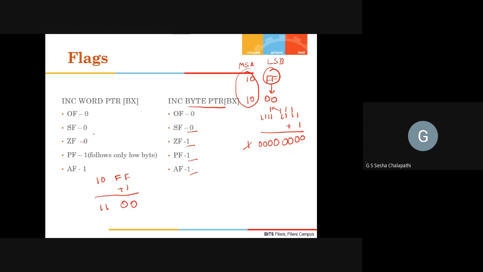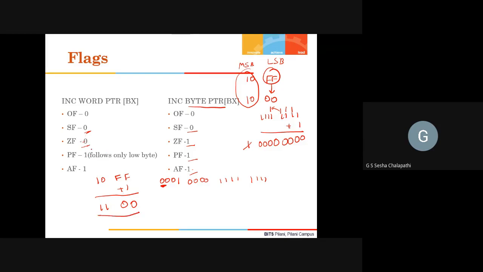Now, overflow. There is no overflow, so 0. Sign flag in this case will be 0 because of 10FF, the most significant bit. If you look at it in binary, it will be 0 0 0 1 0 0 0 0 and 1 1 1 1 1 1 1 1. Most significant bit is 0, so therefore sign flag will be 0. Zero flag is 0 because the answer is 1 1 0 0, not 00. You will see it as a word, so zero flag is 0.